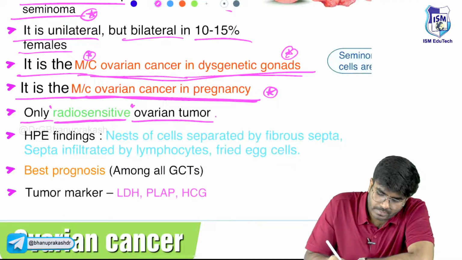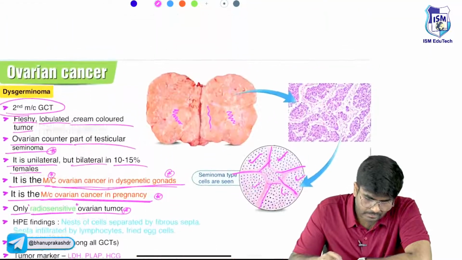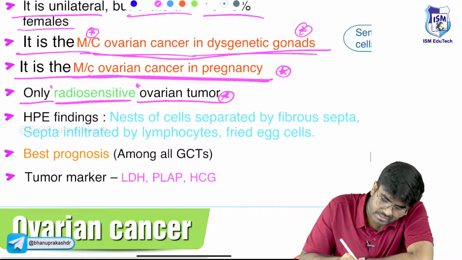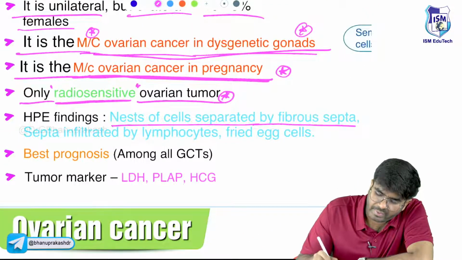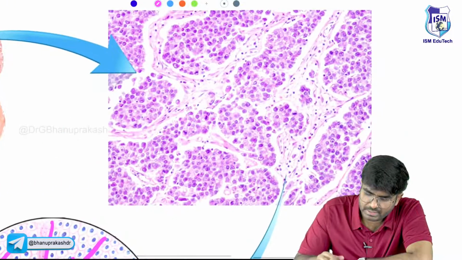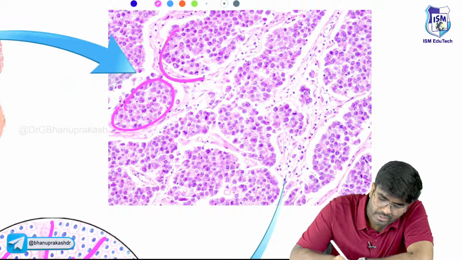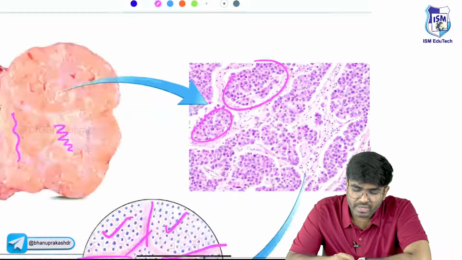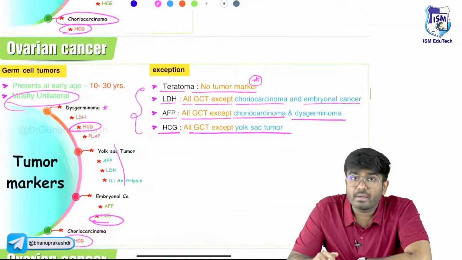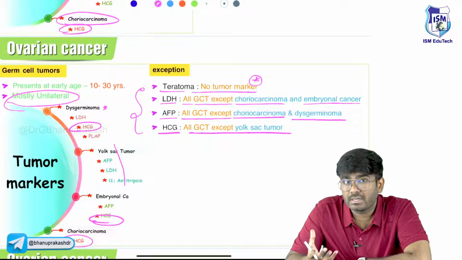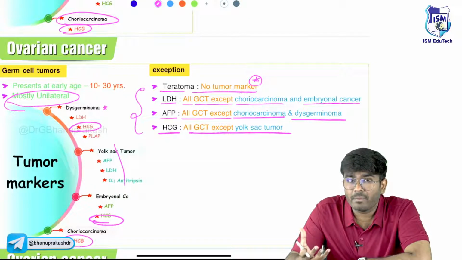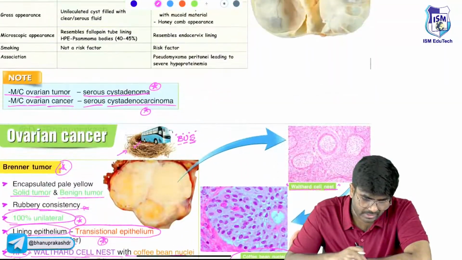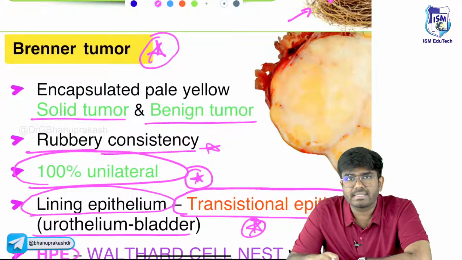What else should you know for your exam? Nests of cells separated by fibrous septa. So these are the nests of cells, sir. Walthard cell nest we have discussed. Where did we discuss the Walthard cell nest? The bus in the nest. What is the type? Don't forget. The bus in the nest is nothing but the Brenner's tumors. That's a Walthard cell nest.